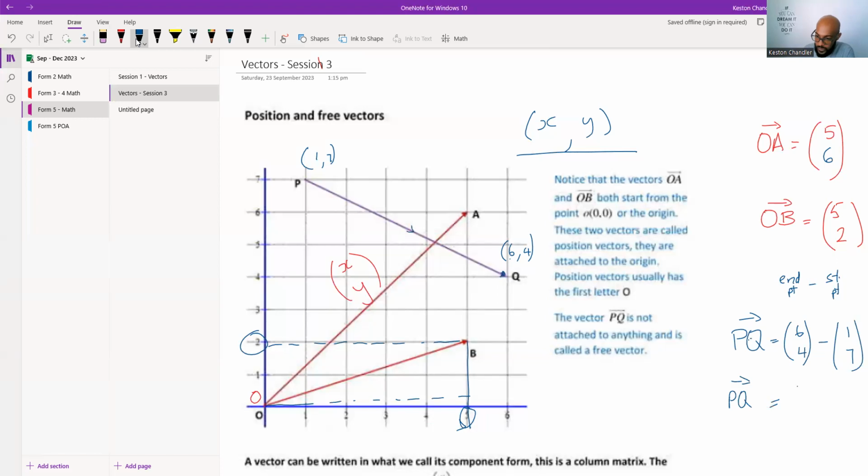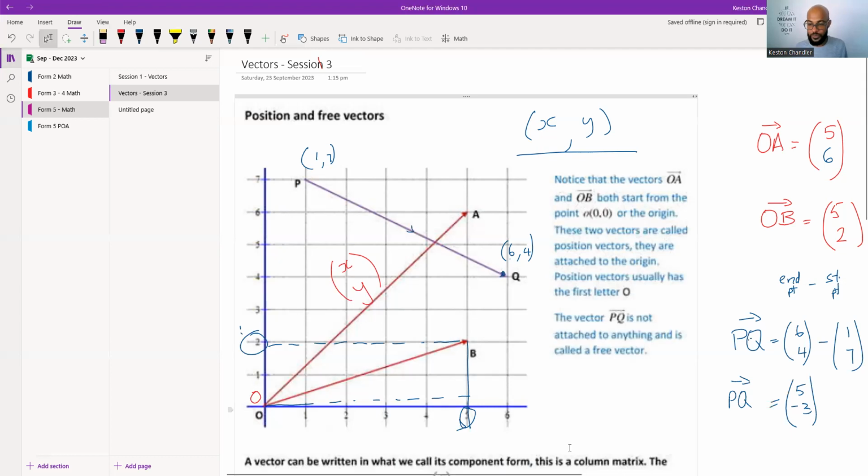6 take away 1 is going to be 5, and 4 take away 7 is going to be -3. And it would make sense because we are traveling 5 across, but we are going 3 down because of the arrow. Does that make sense to you guys? Drop a 1 in the chat board if it does. So can you repeat, please? Yeah, no problem.